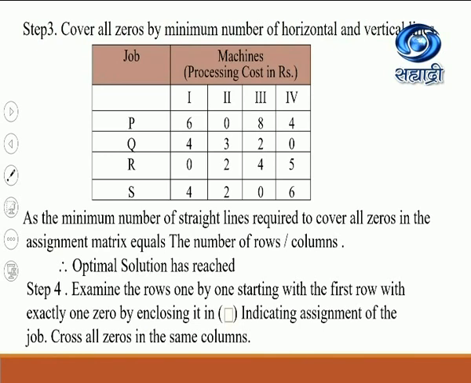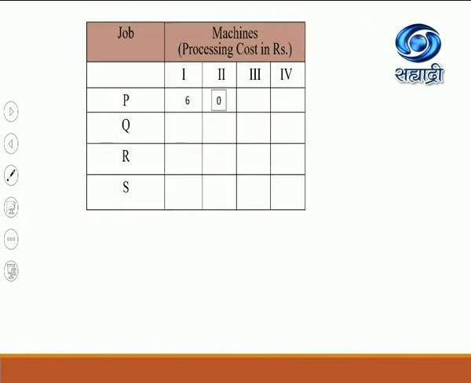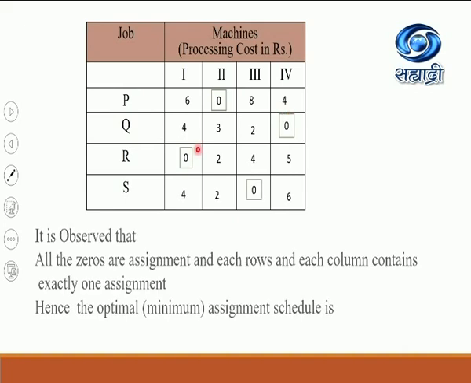After doing that, we have to now assign the zeros. So we will write down the matrix again. Now in the first row there is only 1 zero, so mark it with a box. Here this zero will be marked, here this zero will be marked, and in the last row this zero is marked. Now observe that each and every job has been assigned to only one machine. So the optimal solution has been reached.